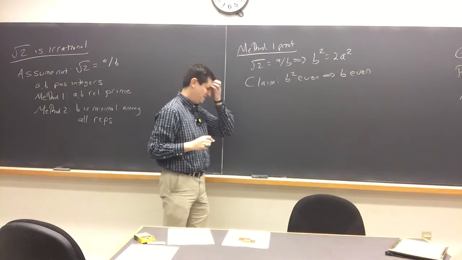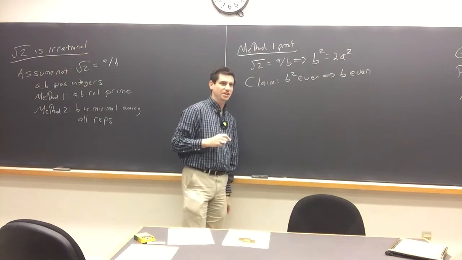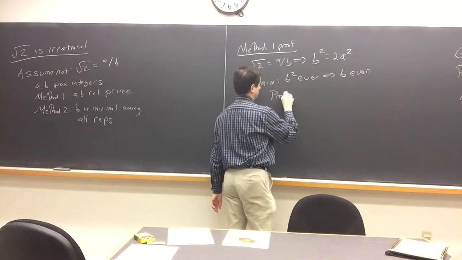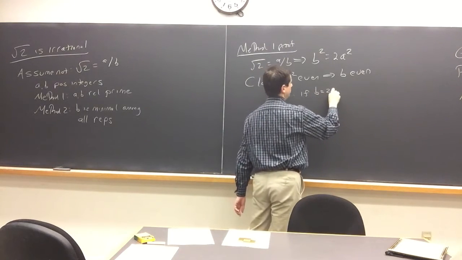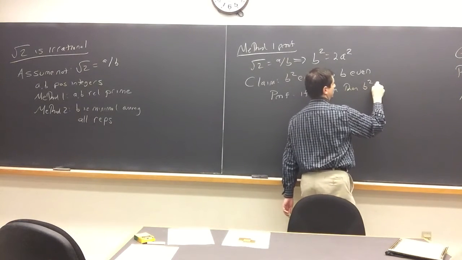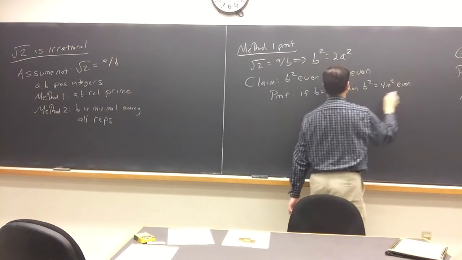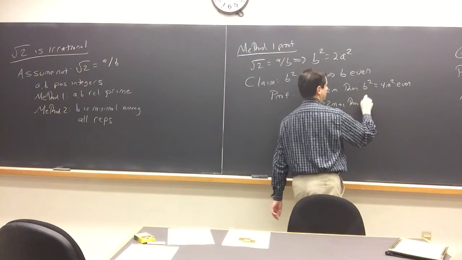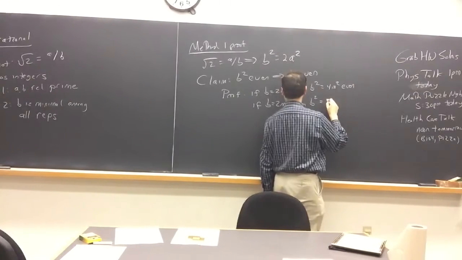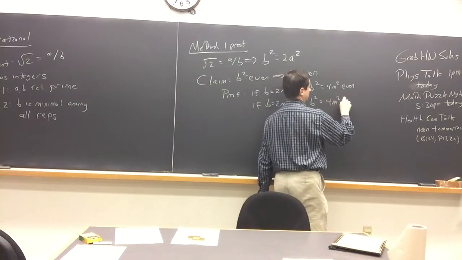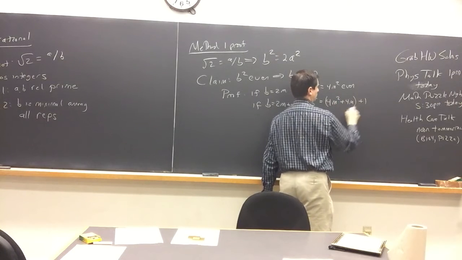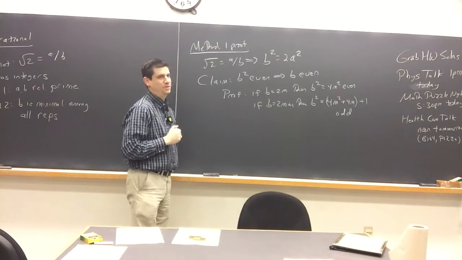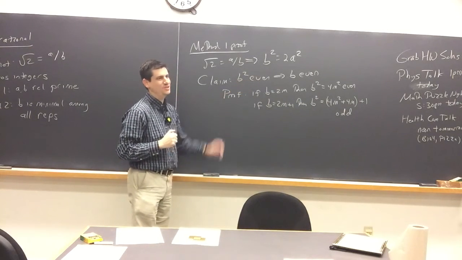When the Greeks proved this, I think they only proved up to like the square root of 17 is irrational. How do you prove this? Proof. If b equals 2m, then b squared equals 4m squared is even. If b equals 2m plus 1, then b squared equals 4m squared plus 4m plus 1, which is odd. Therefore, b is even.